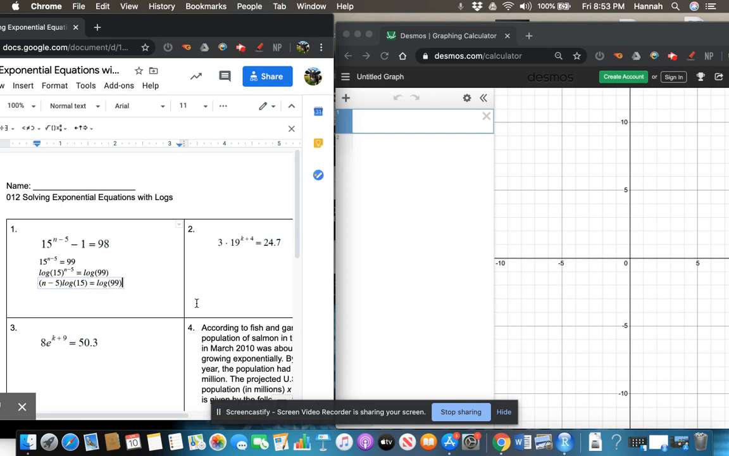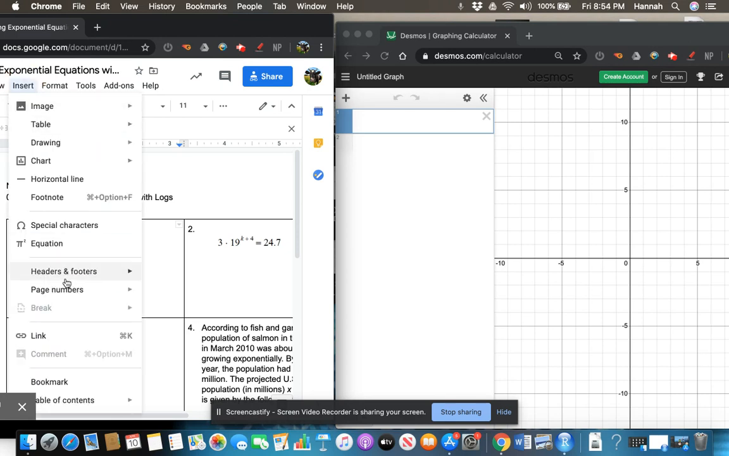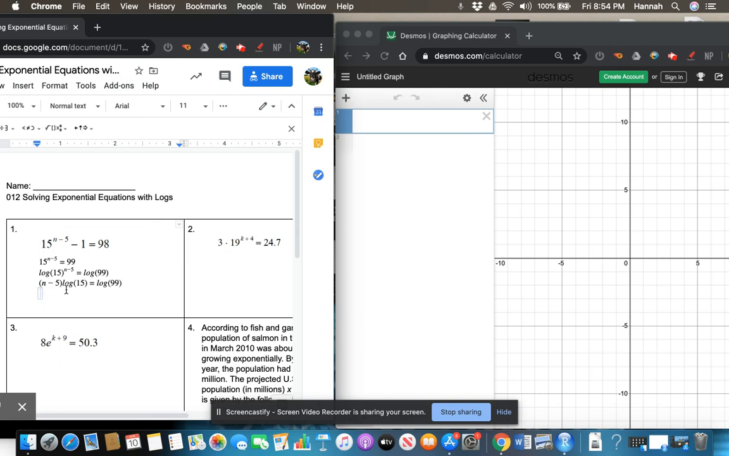Okay? So now if I want to get n by itself, there are two steps to that. The first thing that I would do is this right here. I notice that log of 15 is being multiplied by n minus 5. So how do I get that log of 15 to the other side? Well, I divide it. So now all I have is n minus 5 equals log of 99 divided by log of 15. Okay, so there's step one. n is almost by itself. It's still got that minus 5 though. So how do I get a minus 5 to the other side? Well, I would add it.